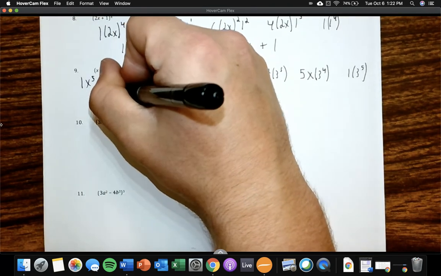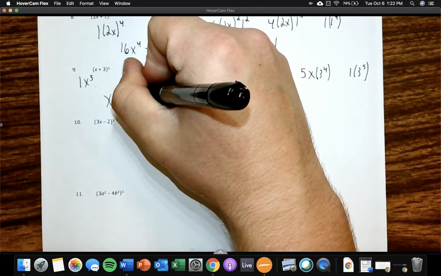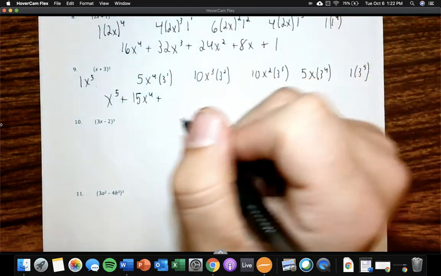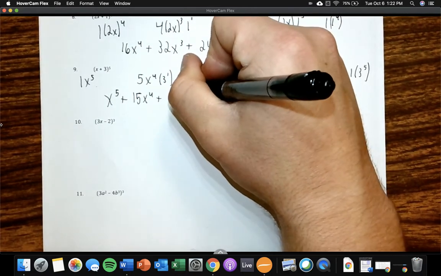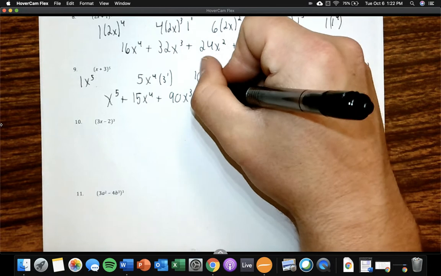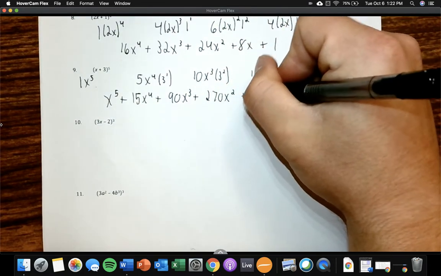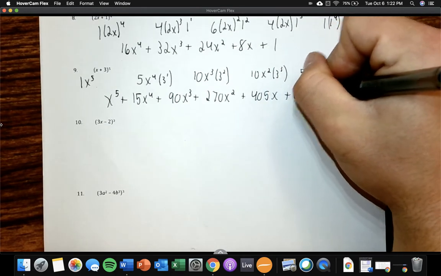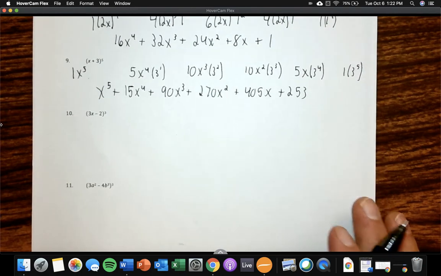So our terms end up being x to the fifth plus 15x to the fourth plus 90x to the third plus 270x squared plus 405x plus 243. All right, good. And let's keep going. We got 2 left.